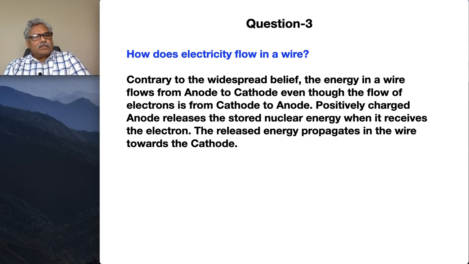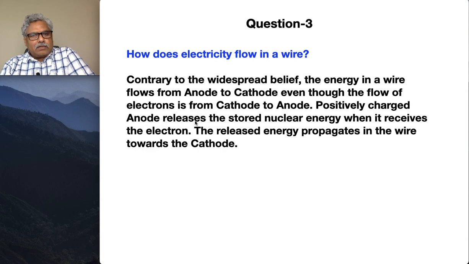So how does electricity flow in a wire? In school, when you're a child, you might have learned that electricity flows from cathode to anode. That's what electrons do: flow from cathode to anode, right? So that's what they measure as electricity, the coulomb, the amperage. So the flow of electrons is what everybody assumes is electricity. But contrary to the widespread belief, the energy in a wire flows from anode to cathode, even though the flow of electrons is from cathode to anode.